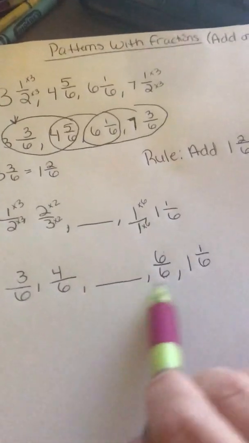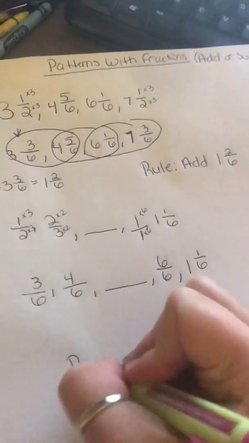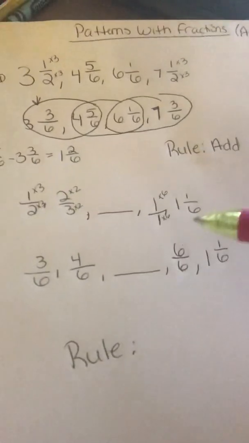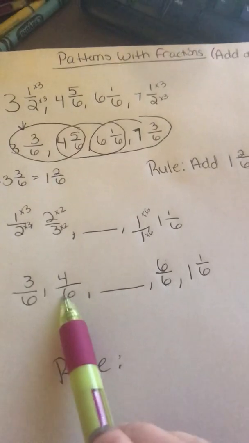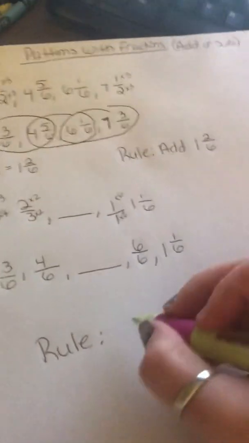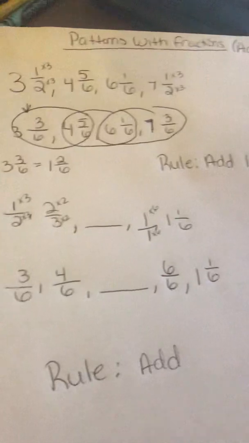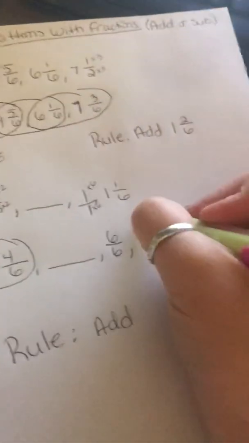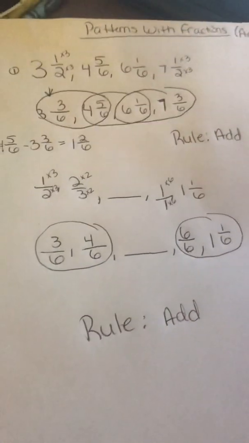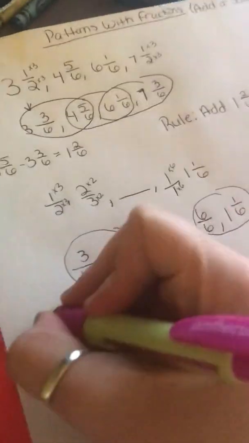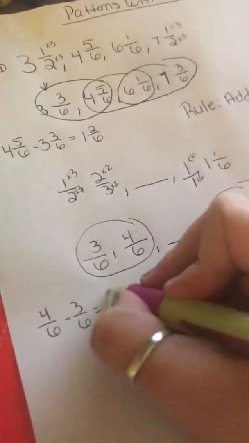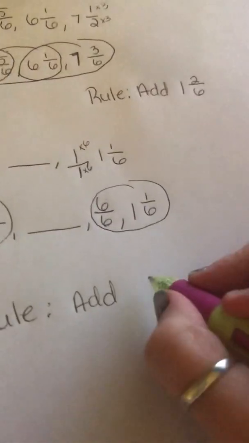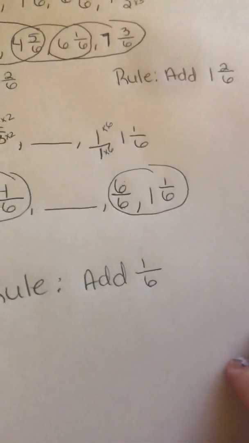Now that they all have a common denominator, I can determine my rule or my pattern. First I'm going to look to see if they are increasing. I went 3/6, 4/6, all the way to a whole number. So I'm adding, because my value is increasing. To determine how much I'm adding by, I pick two numbers next to each other and subtract them. I'm just going to use my first two. I have to rewrite them so my larger number is in front. When I subtract them, I get 1/6. So that means my rule is add 1/6.